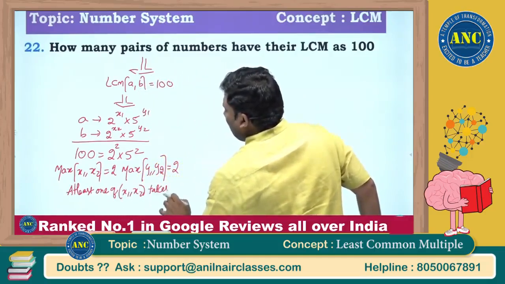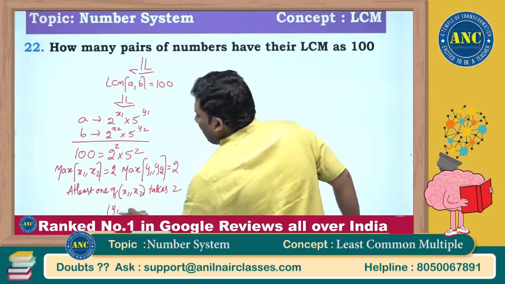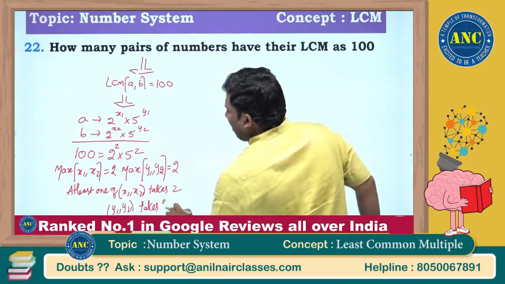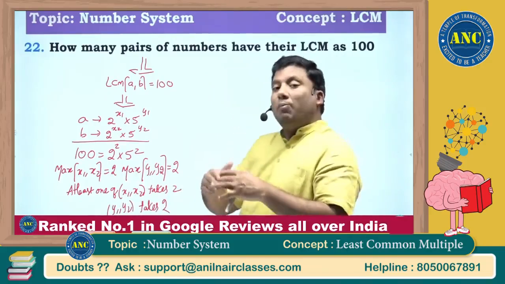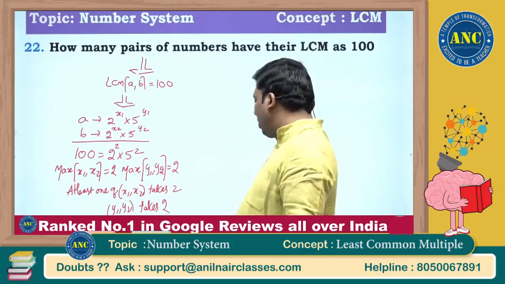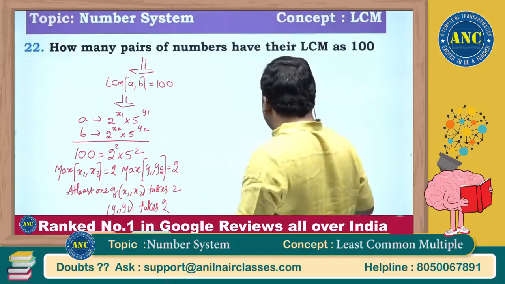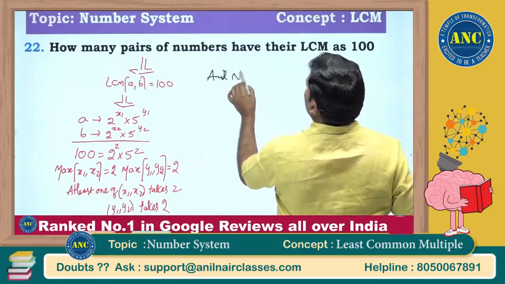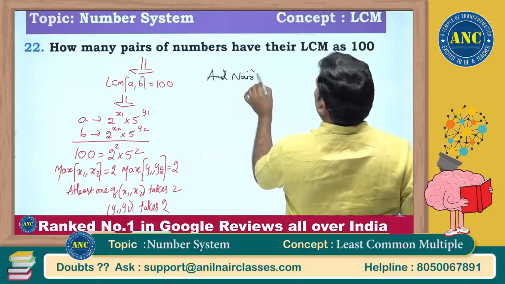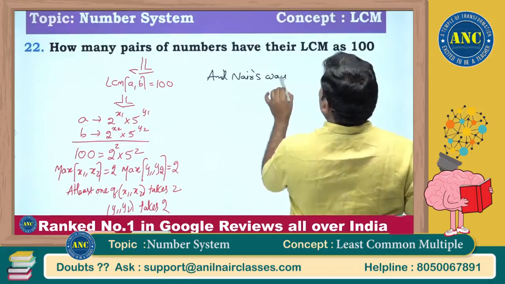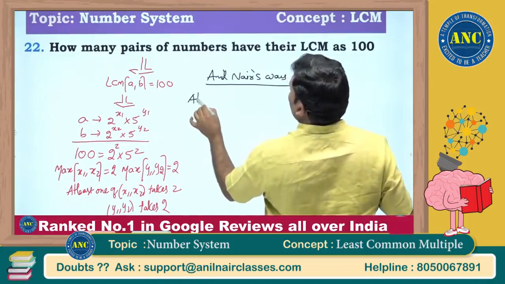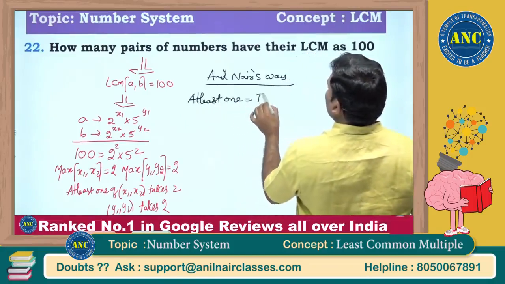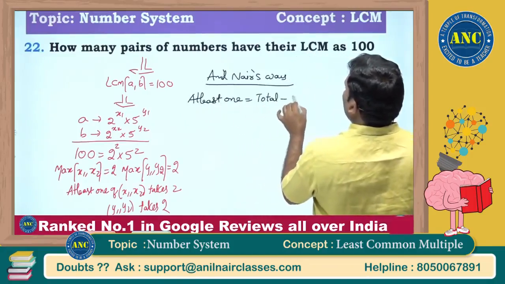Are you all with me? Similarly, y1 comma y2 takes 2. At least one out of them. At least one means both of them can also take 2. Now we will use Anil Nair's way to solve this question, a very easy way, the negation way. Instead of doing the cases, we will do at least one. At least one is defined as total minus none.